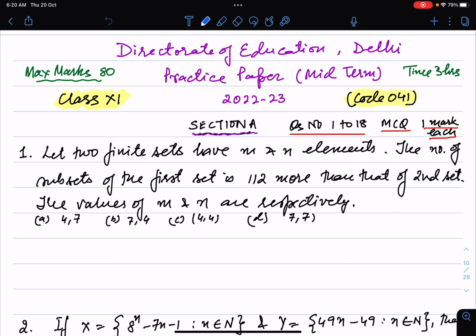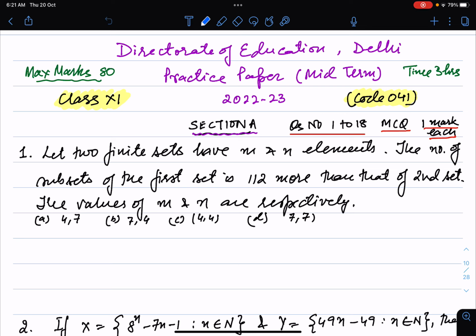Today we will be doing the practice paper of midterm. This has been brought by the Directorate of Education and has been given to all government schools. As you can see on your screen, it is of 80 marks and the time is 3 hours.